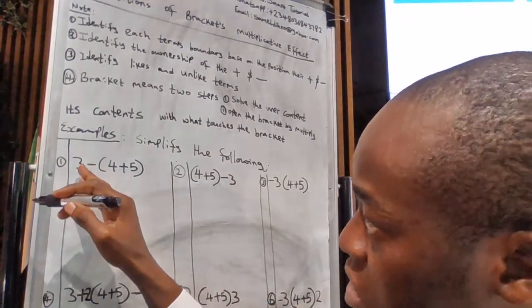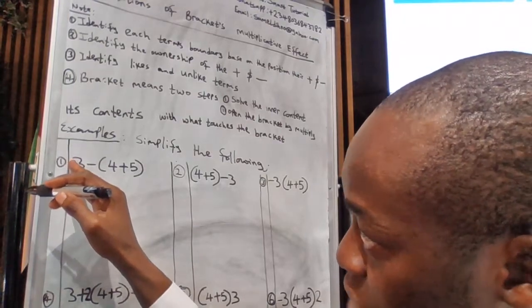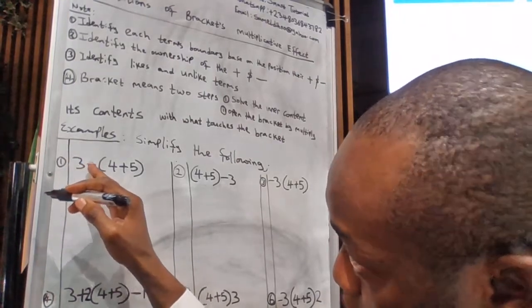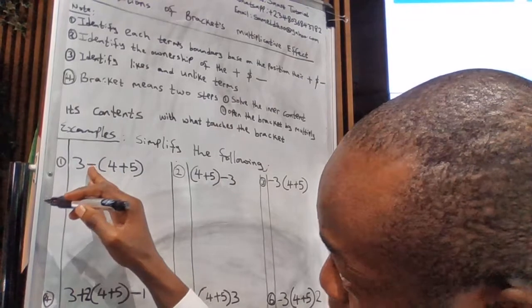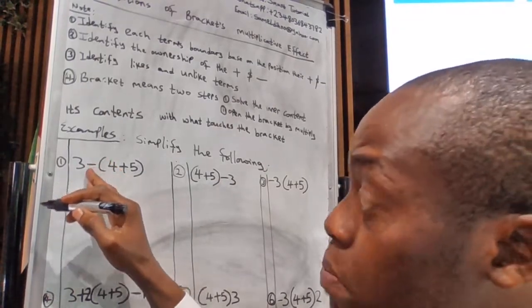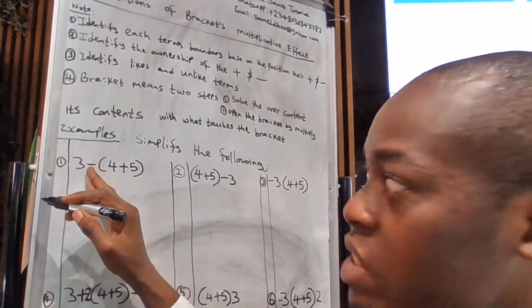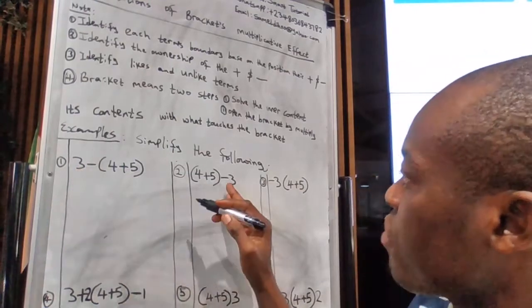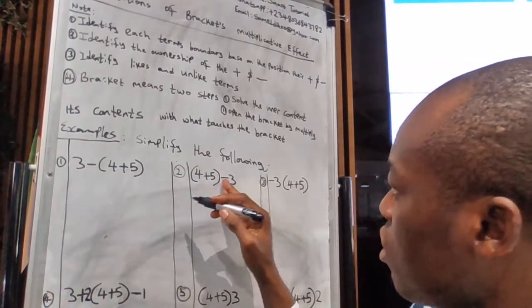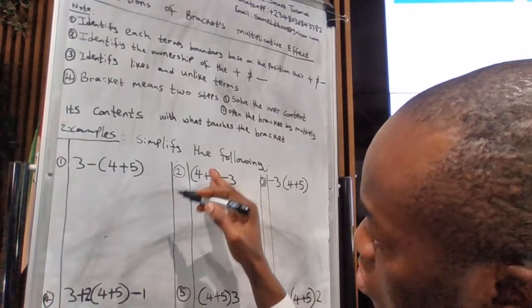Now let's look at this minus. This is 3. Anything here belongs to this 3. This minus does not belong to this 3. So the minus belongs to this bracket. That means you are opening the bracket with only this minus, not with this 3. Here, this minus belongs to this 3, so it does not belong to this bracket.